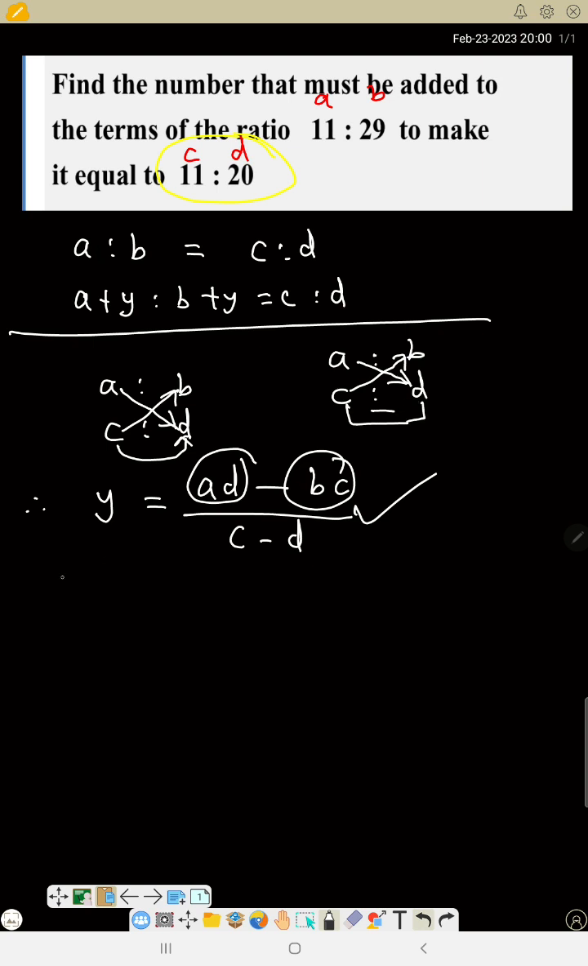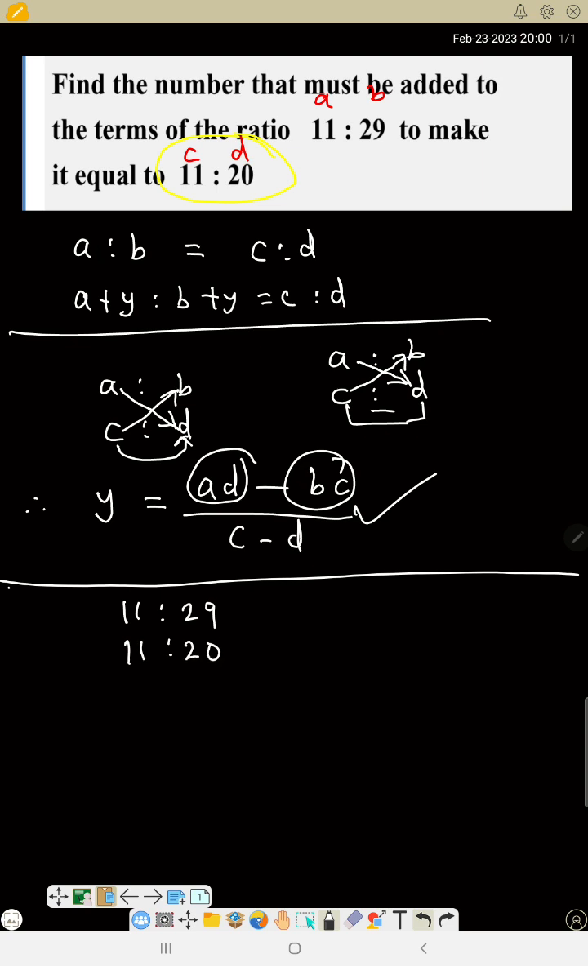So now let us apply this technique to solve this question. Find the number that must be added to the terms of the ratio 11 ratio 29 to make it equal to 11 ratio 20. So now I'll just say let the number be y. So I'll now say this times this, 20 times 11, that is 220, minus this times this, 11 times 29, so that is 319, divided by 11 minus 20, that is minus 9.